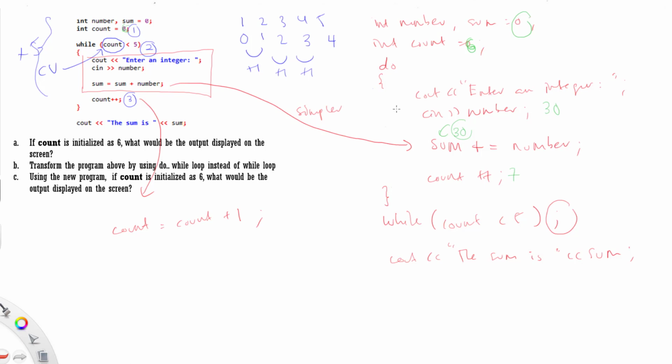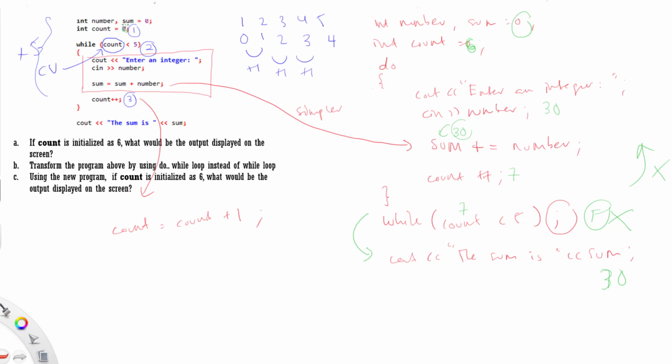Then it will evaluate, is 7, which is your count, less than 5? Is that true or false? False. Since this is false, we will not go up there. It will move on to the next line. The sum is 30. You will notice that this is the difference between the two.